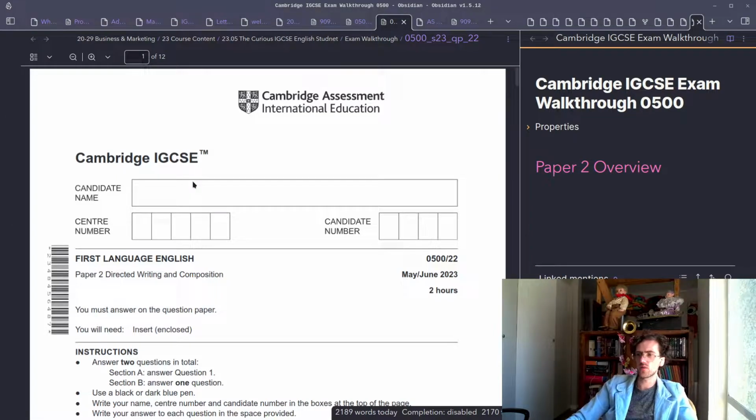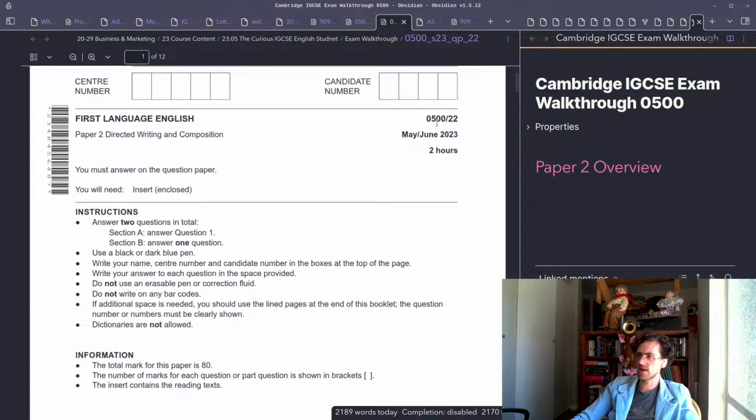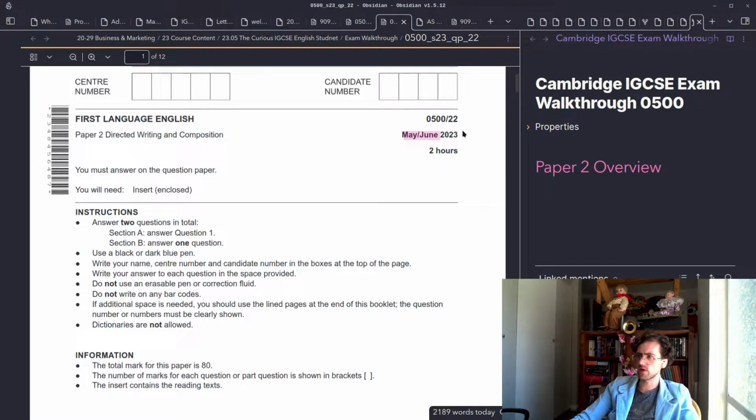So just as we were working through paper 1 and I did an overview of paper 1, I'm going to give a brief overview of paper 2 for your 0500 exam, which is your IGCSE English. So this is, again, your May-June exam, 2023.